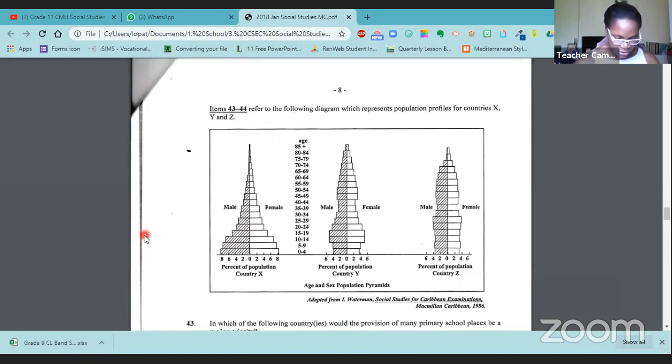And when we talk about the growth of the population, we would look at the shape, and we talk about the gender. We look at males versus females, and in all three cases, you can see that the male population is very similar to the female population. You might have a little variation here and there, but for the most part, they're similar.